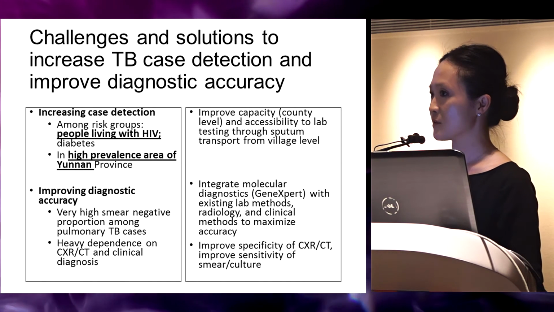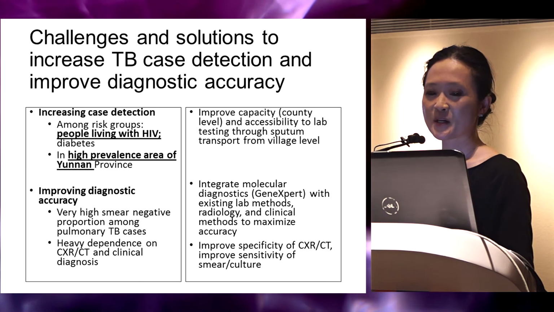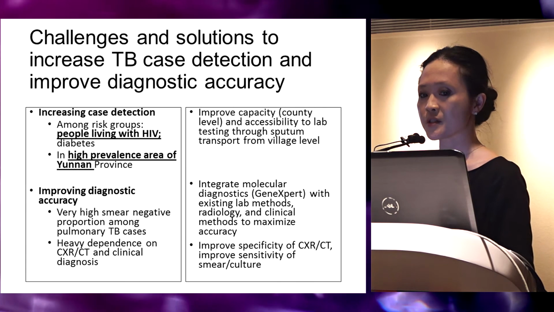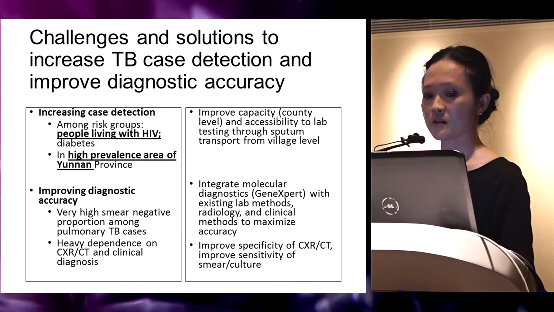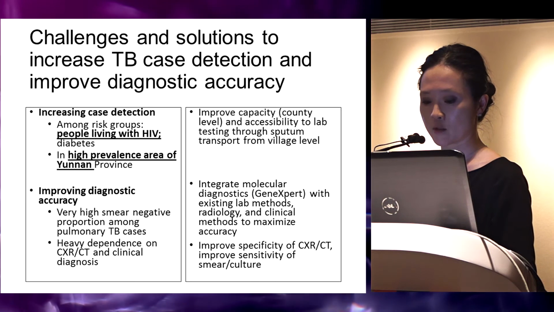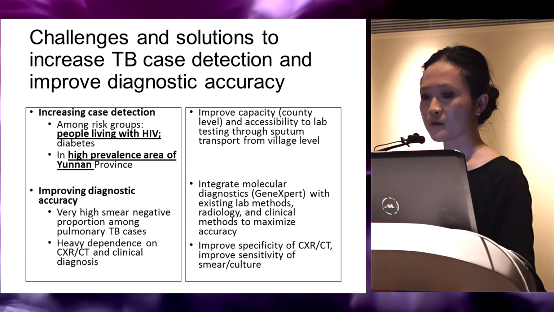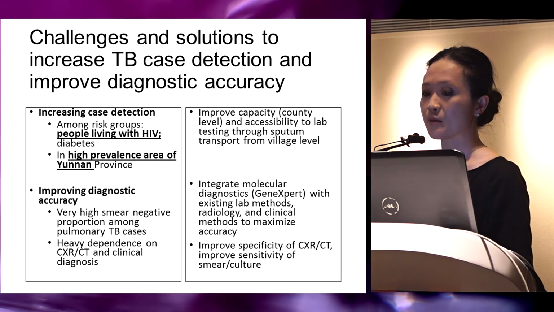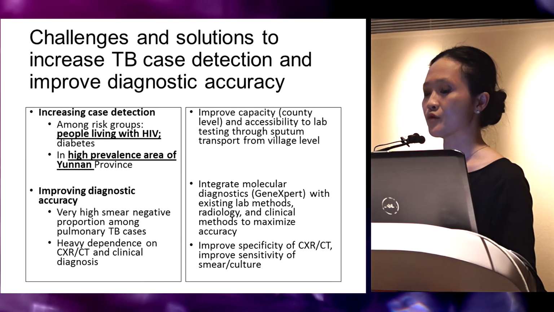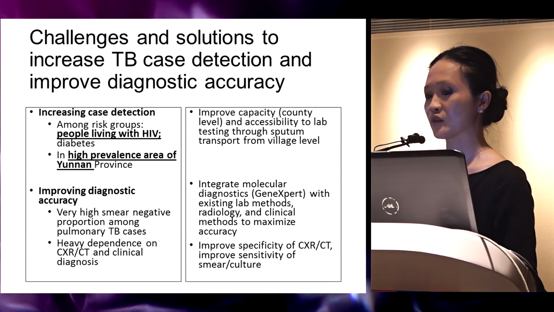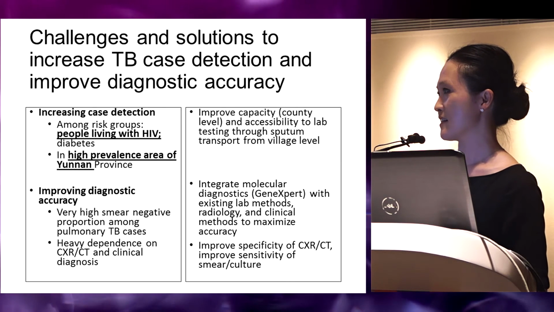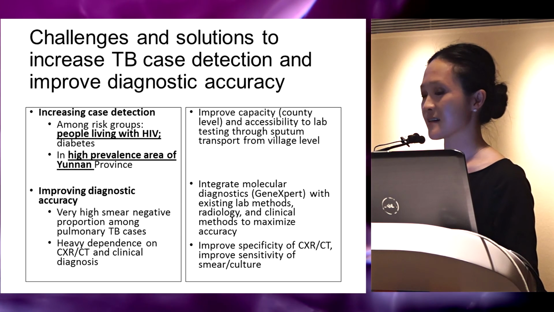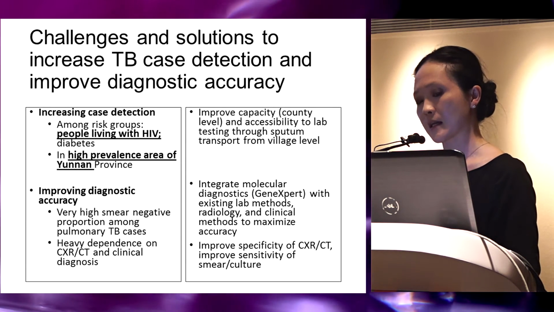Okay. I'm actually moving quite fast. So taking you back to the very first slide when I talked about the different challenges and solutions, really there are 2 major categories. One is improving case detection, and the second is improving diagnostic accuracy. So with respect to our proposed solutions, we want to improve capacity at the county level for diagnosis and improve accessibility to lab testing through sputum transportation from the village level up to the county level. We haven't actually started this yet, so in contrast to the presenters who have gone thus far, I'm talking to you about proposed solutions, and we're actually about to start this within the next month.